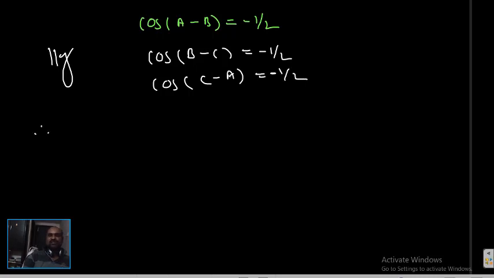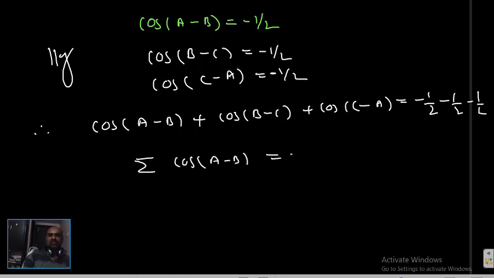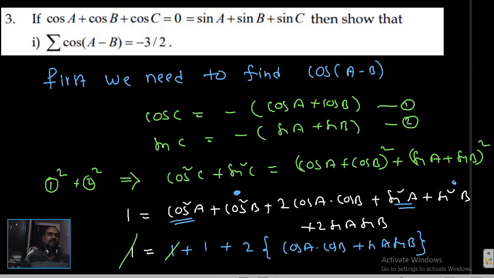Add these three. Cos of (a minus b) plus cos of (b minus c) plus cos of (c minus a) equals minus half minus half minus half. This is actually sigma cos of (a minus b) equals minus 3 by 2. Hence proved. Okay, so I proved now.